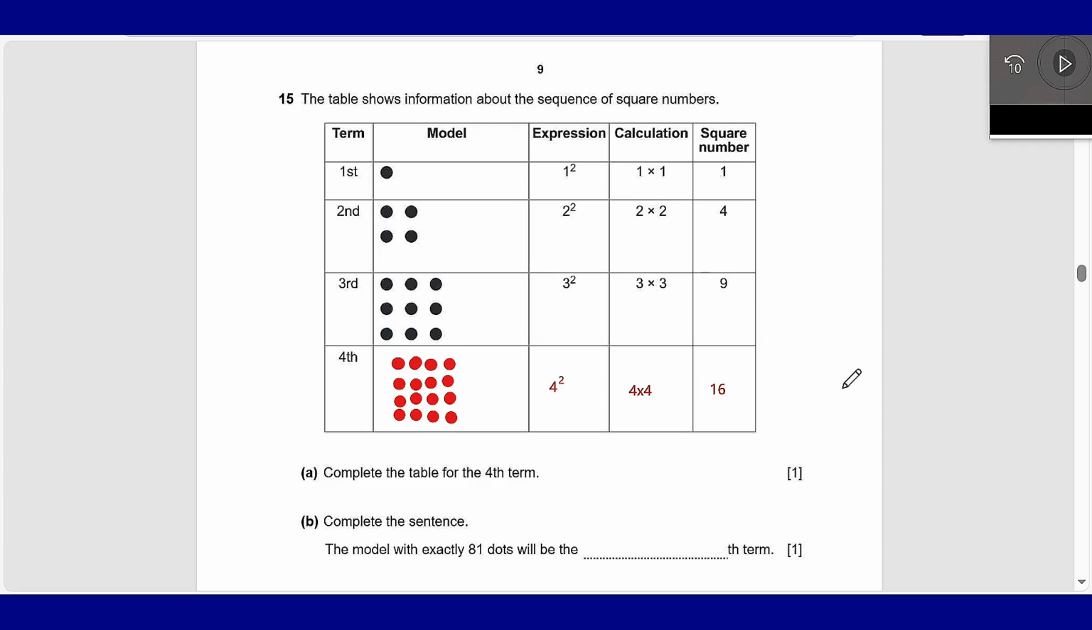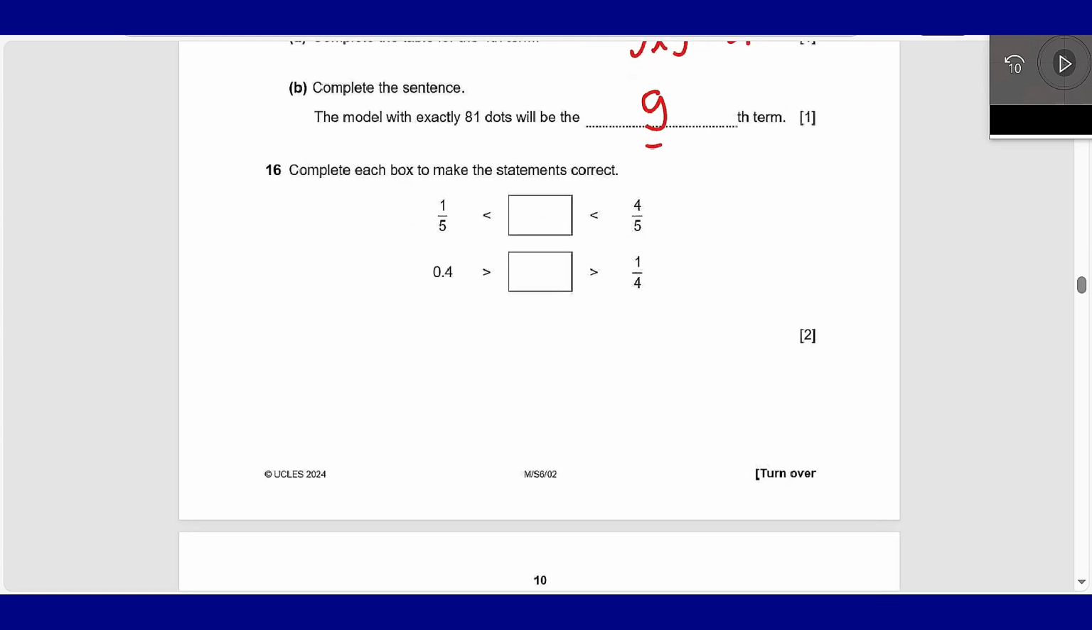How many terms? I believe you already got your answer. So it's the 9th term. Okay, why? Because 9 times 9 equals 81. Let's move on. Number 16.